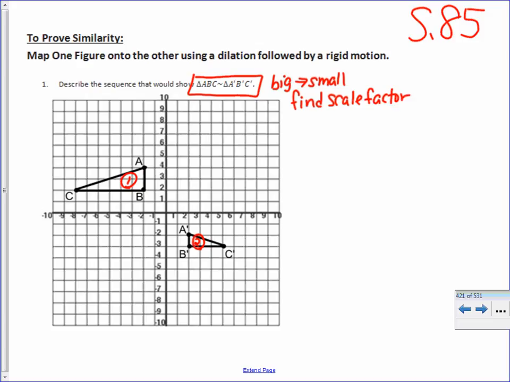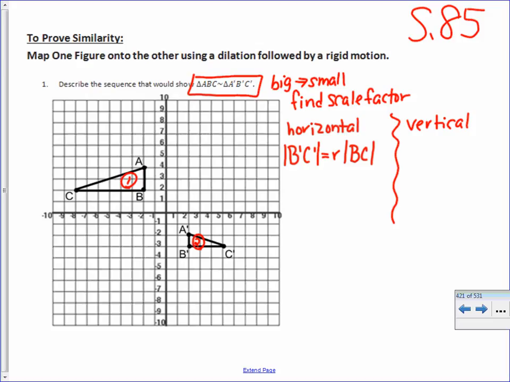So when I go to find the scale factor, luckily for me, I can count my horizontal segments, and I can also count my vertical segments. You're going to use formulas to show me. The horizontal segment is line segment BC, or B prime C prime. So my formula is the length of B prime C prime is equal to the scale factor times the length of BC. And actually count. B prime C prime is 3 units, and the length of BC is 6 units. When you divide both sides by 6, you get the scale factor to be 1/2.